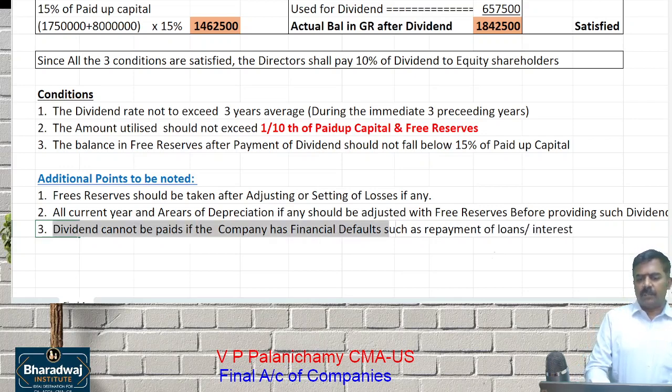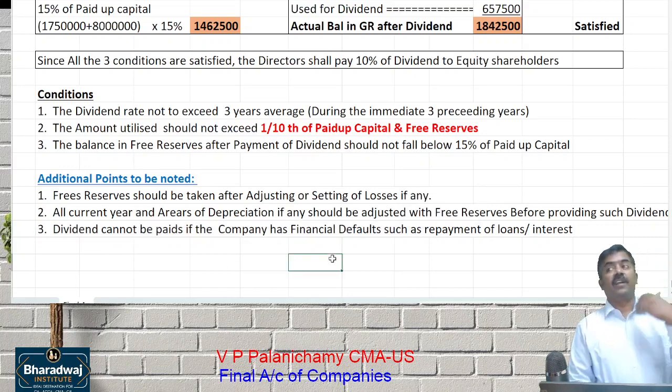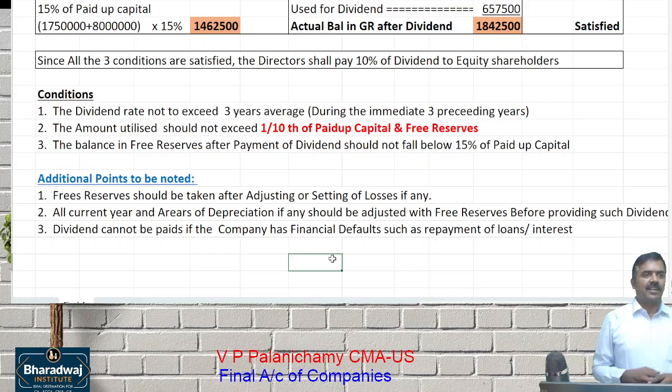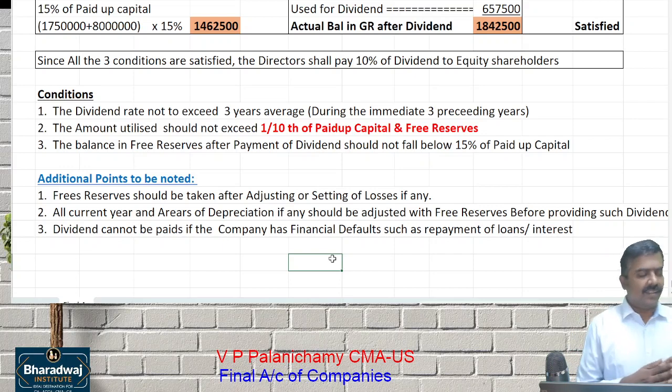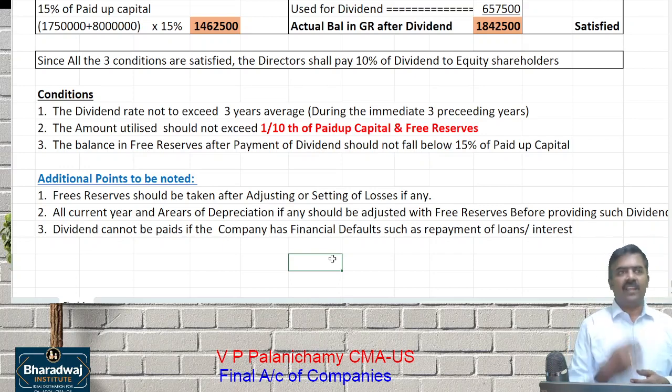Dividend cannot be paid if the company has financial defaults. For example, you have not repaid loans. You have not repaid what? Interest. Without paying interest on loans, how can you pay dividend? For example, you borrowed money. You have not repaid loans on time. Due date is there. On the due date you have not paid, delayed it. You have not paid interest. Without paying the loans and dues and interest, how can you pay dividend?